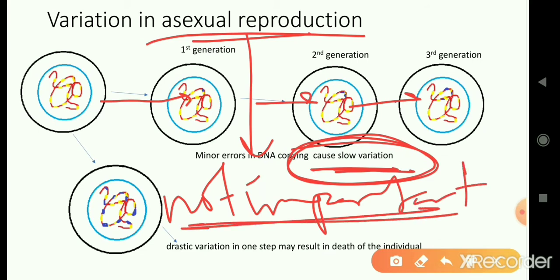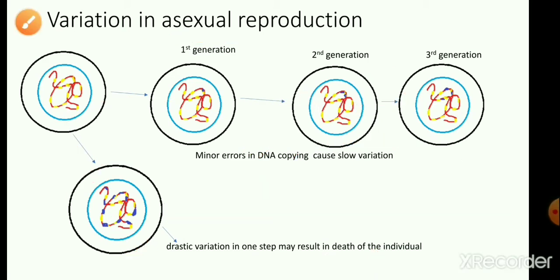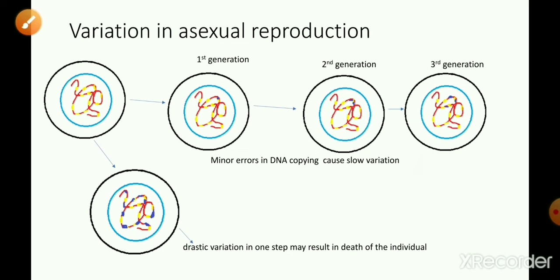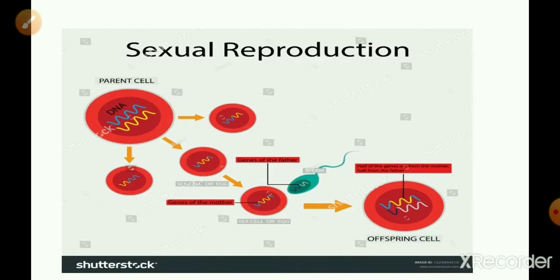It's not important, because for evolution to occur, for a new species to be formed, the variations in every step should be quite a lot. But if variation is quite a lot due only to DNA copying, then that DNA will not be able to work. So how can this process of creating variation be made faster? It will be possible only through the process of sexual reproduction.